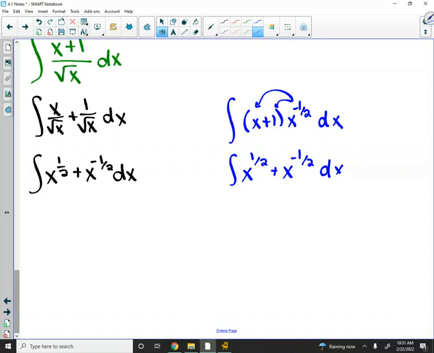And then let's go ahead and find the answer. So we would add 1 to the power. So that would be 3/2. And then instead of dividing by 3/2, I'm going to go ahead right away and multiply by 2/3. And then here, add 1 to the power, so that'll be x to the 1/2. And then instead of dividing by 1/2, I'm going to multiply by 2 plus c.